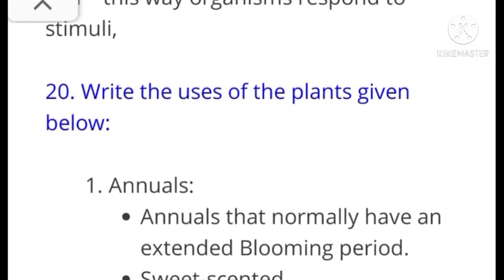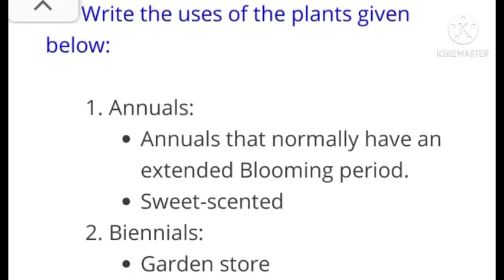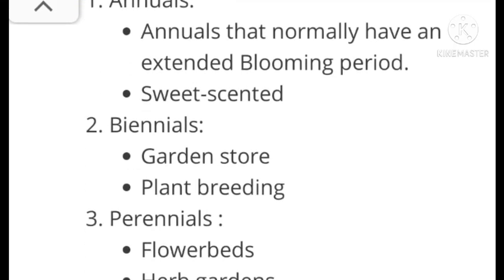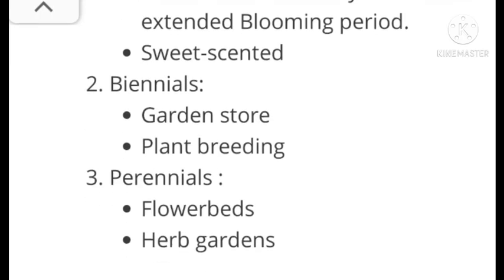Next, write the uses of plants given below. Number 1, annuals. Annuals normally have an extended blooming period, sweet scented. Next, biennials. Garden, store, plant breeding. Perennials: flower beds and herb gardens. So this is all about your class 5 EVS chapter 1 Living World.